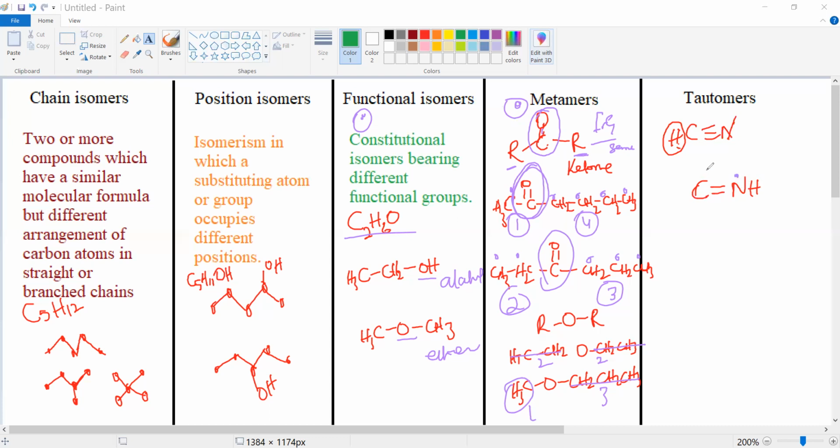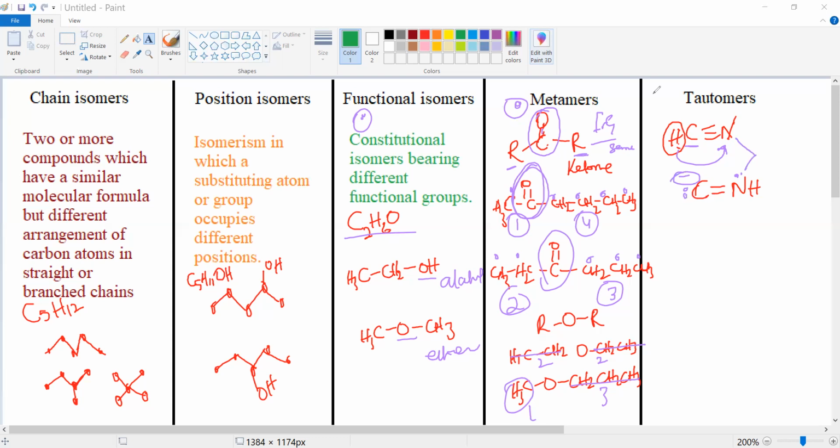Now what about carbon? Carbon is having 2 bonds over here, and 2 electrons are free. So these 2 electrons will give a negative charge over here. What has happened over here? One hydrogen from carbon is shifted to nitrogen. When one hydrogen, that is known as mobile hydrogen, shifts from one atom to another atom, the 2 isomers that are formed are known as tautomers.